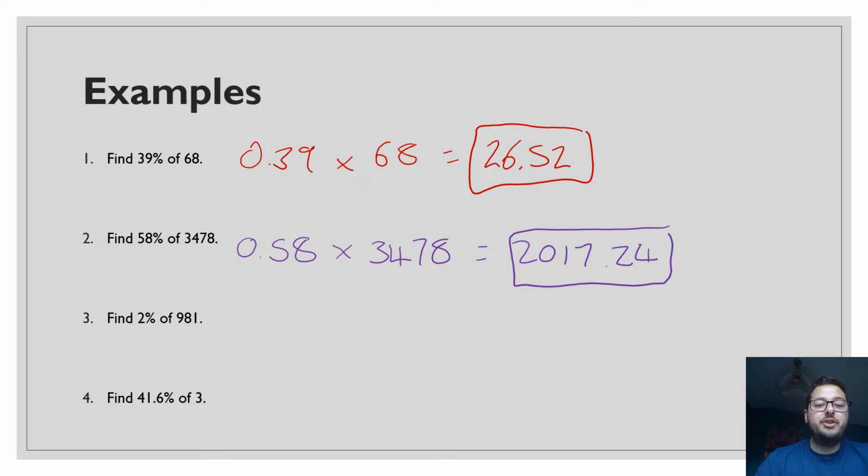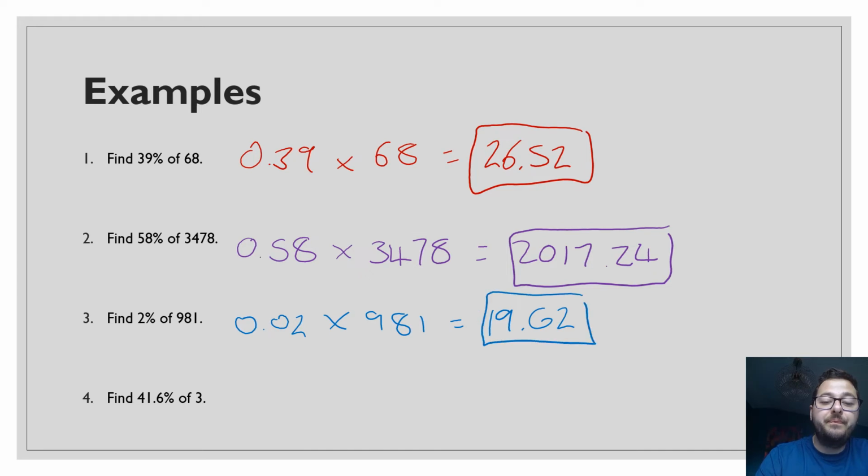Alright, next one, we want to find 2% of 981. Now just be careful, so 2% as a decimal is not 0.2, because that would be 20%. So you need to divide by 100, it would be 0.02. So it's 0.02 times 981. Oops, I've put in 987, so 981. And that gives us 19.62.